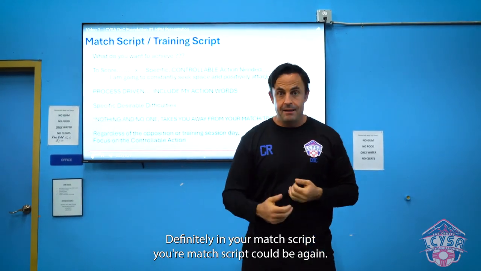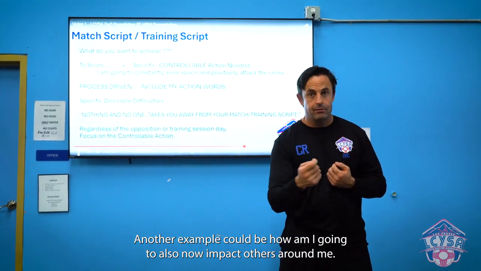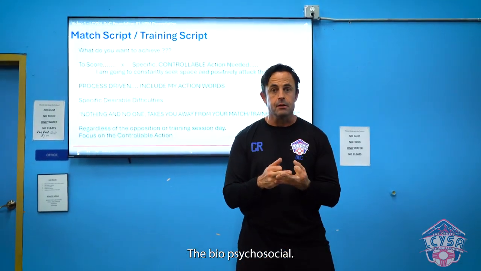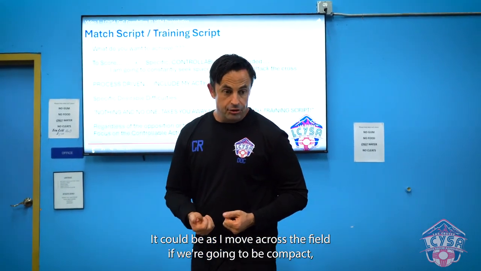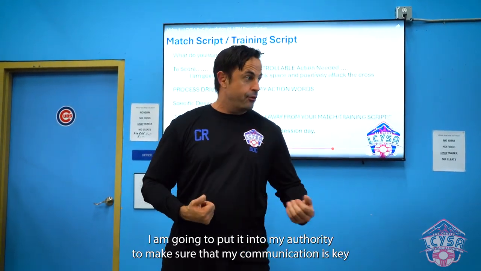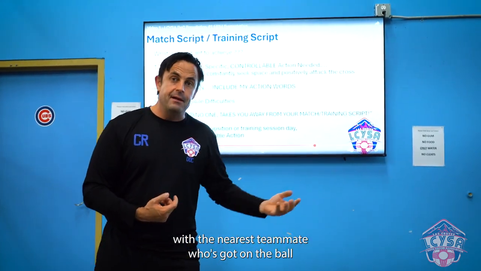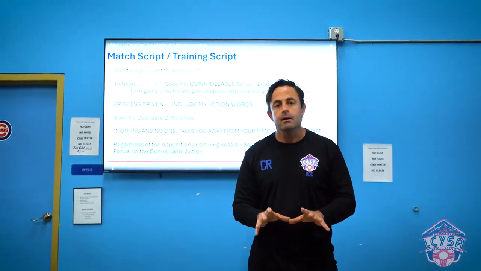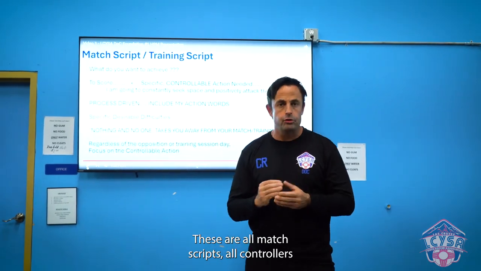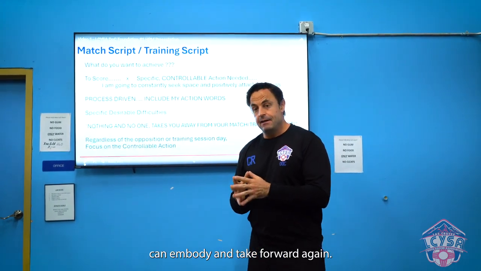Another example of your match script could be, how am I going to impact others around me, the biopsychosocial, so mind, body and space. As I move across the field, if we're going to be compact, I am going to take it upon myself to make sure that my communication is key with the nearest teammate. So we've got on the ball, around the ball, and we're building the picture up away from the ball. These are all match scripts, all controllers that we can always embody and take forward.